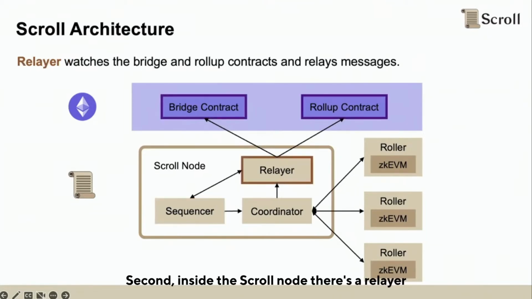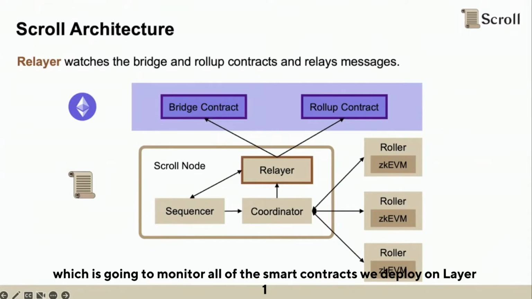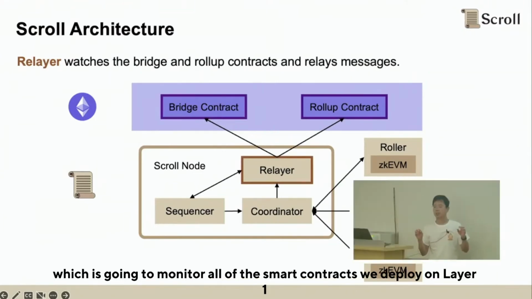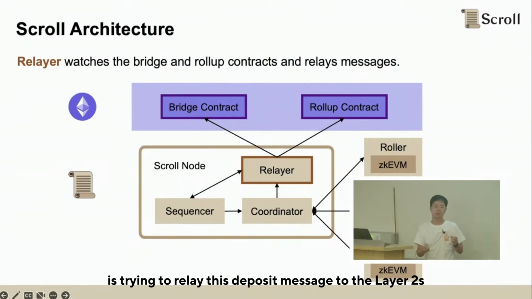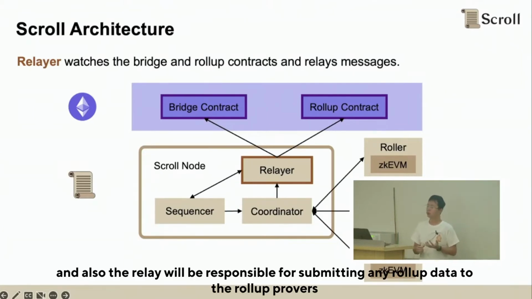Second, inside the Scroll node, there's a relayer which is going to monitor all of the smart contracts we deployed on layer 1. For example, if it finds any deposit event on the bridge contract, it is going to relay this deposit message to layer 2. The relayer is also responsible for submitting rollup data to the rollup contract.